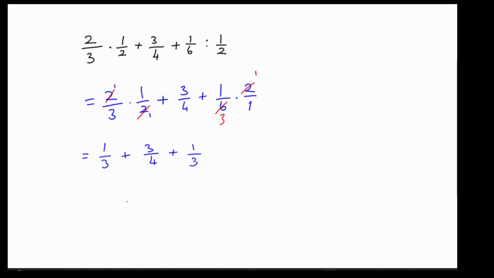We need to find a common denominator to do these additions. We can make the common denominator 12 by just multiplying this with 4, this with 3, and this one with 4. So let's do that. We will have 12 as a common denominator. We'll have 4 times 1 is 4, plus 3 times 3 is 9, and 4 times 1 is 4. 12, and 4 plus 9 is 13, plus 4 is 17, and 17 over 12 is our final answer.